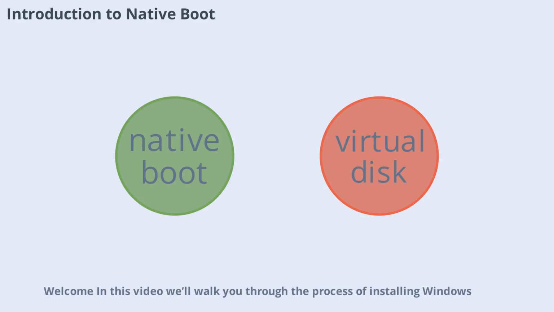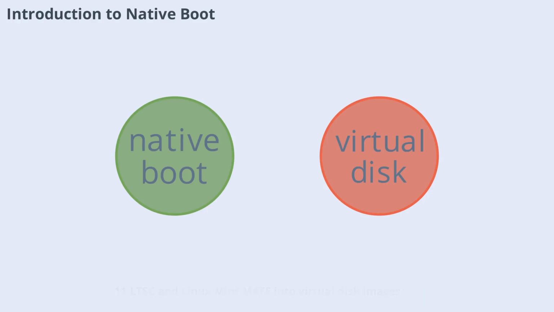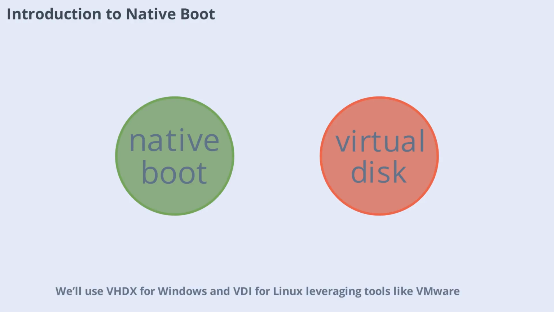Welcome. In this video, we'll walk you through the process of installing Windows 11 LTSC and Linux Mint Mate into virtual disk images, and then booting them natively on your physical hardware. We'll use VHDX for Windows and VDI for Linux, leveraging tools like VMware, VirtualBox, EasyBCD, and Ventoy. Whether you want to experiment with operating systems or keep your main system untouched, this guide will help you achieve a flexible dual boot setup.